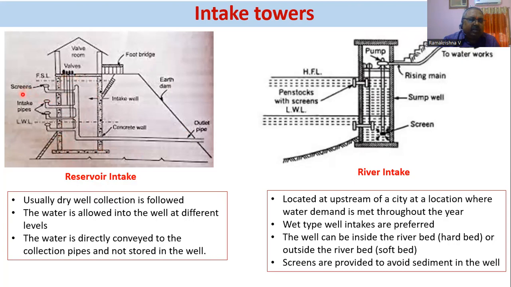Now this is the left side, you are having the water and the water bed here, and three different levels of intake pipes are made. The bottommost intake pipe is below the lower water level, and then the strainers are provided. In this case, you can see all these pipes are connected to a single pipe and then going out. So that's why it is a completely dry well type of thing.